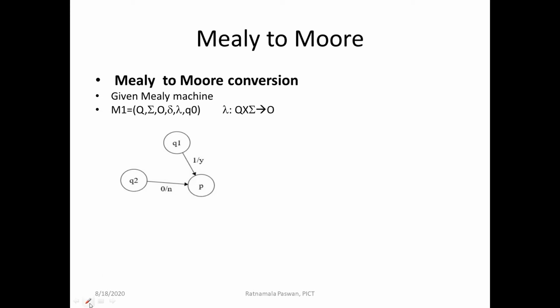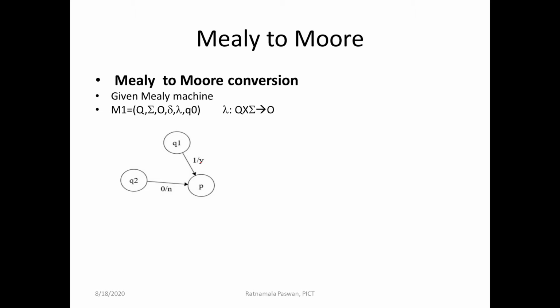As you can see, there is a state P, and there are two transitions coming into the state P. One is on input 1 with output Y, and one is on input 0 with output N. So when we try to convert this into a Moore machine, the first challenge is this: in a Moore machine, output is associated with the state, not with the transition.